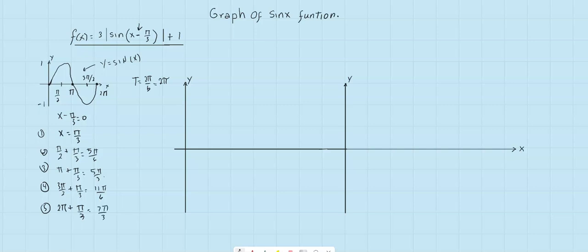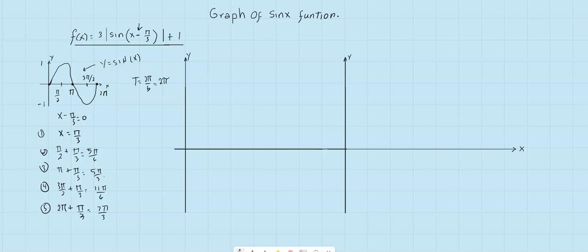I also know that my amplitude is 3. My graph is supposed to go all the way to 3 if I didn't have to shift 1 up, but since I have to shift up, it's going to be all the way to 4. So let me just erase this for a second. So I know that my amplitude is going to be 4.